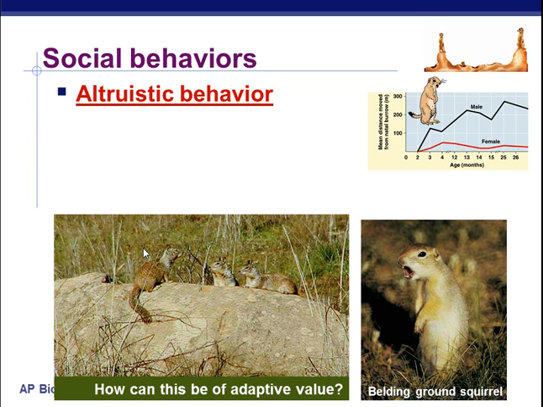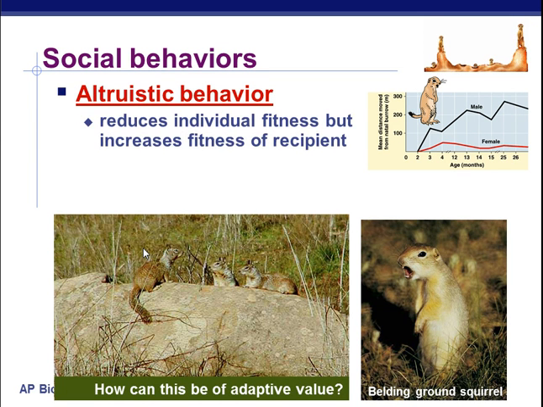Altruistic behavior is this really cool thing. It's when individual fitness is reduced, but it increases the fitness of the recipient. Let's put it in the simplest terms ever: you see somebody about to get hit by a car, and you push them out of the way, but you get hurt yourself. That's altruistic behavior. The recipient is better because of you, but you get hurt. And this happens in nature.